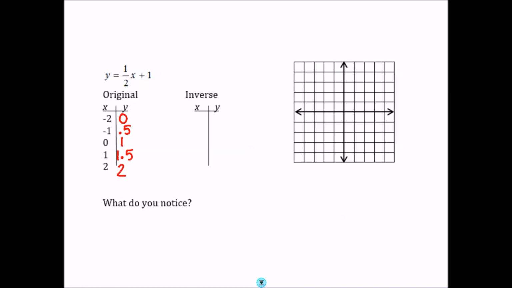So I'm going to plot those points and graph my line. Now, hopefully you remember how to graph lines from Algebra 1, so you didn't necessarily need to make that t-chart to graph this line, but I just want you to make the t-chart so we can see how to find the inverse. So just like on the last example, I'm going to switch the x's and the y's.